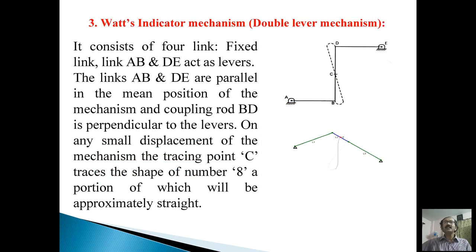Number 3, Watt's indicator mechanism, that is also called a double lever mechanism. It consists of 4 links. Fixed link, links AB and DE act as levers. The links AB and DE are parallel in the mean position of the mechanism, and coupling rod BD is perpendicular to the levers. On any small displacement of the mechanism, the tracing point C traces the shape of number 8, a portion of which will be approximately straight.